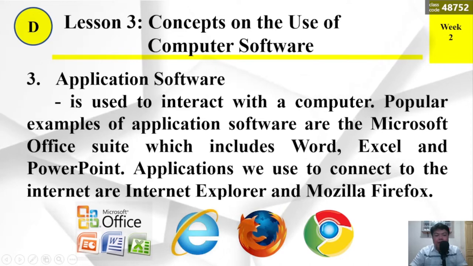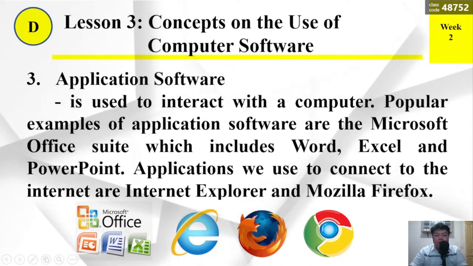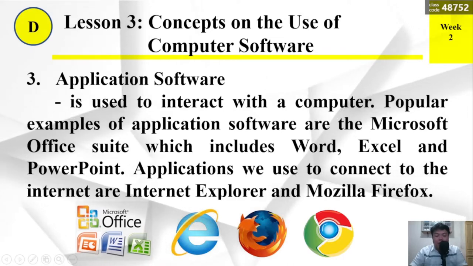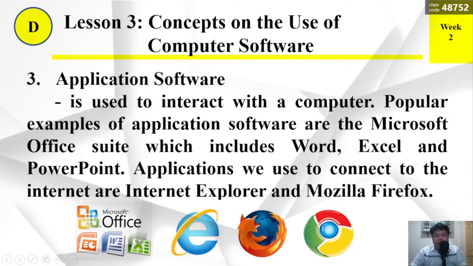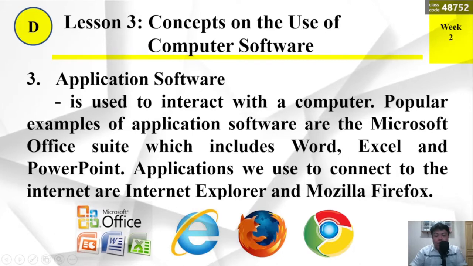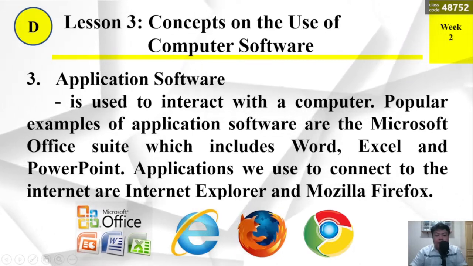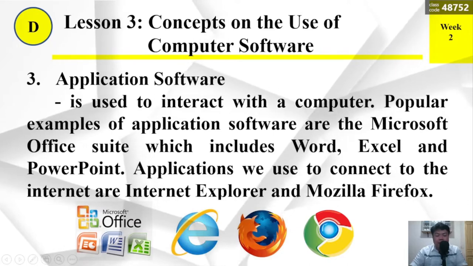Application software. Application software is used to interact with a computer. Popular examples of application software are the Microsoft Office Suite, which includes Word, Excel, and PowerPoint. Applications we use to connect to the internet are Internet Explorer and Mozilla Firefox.